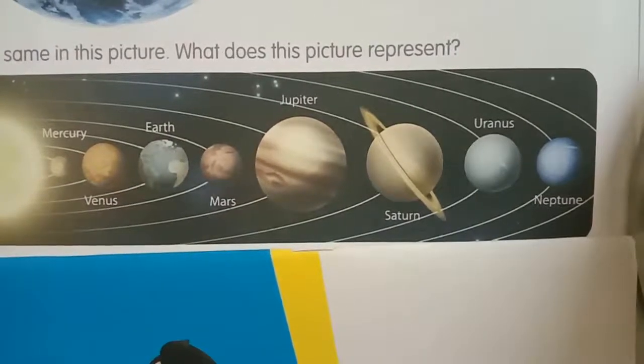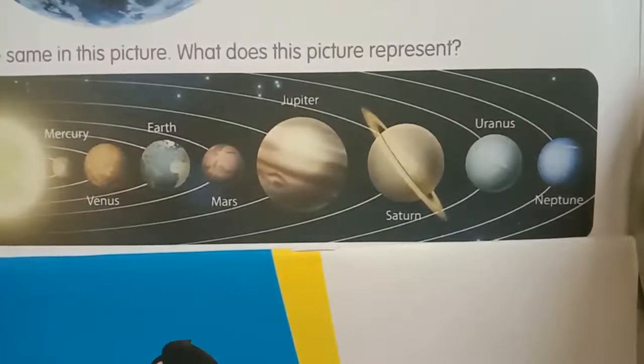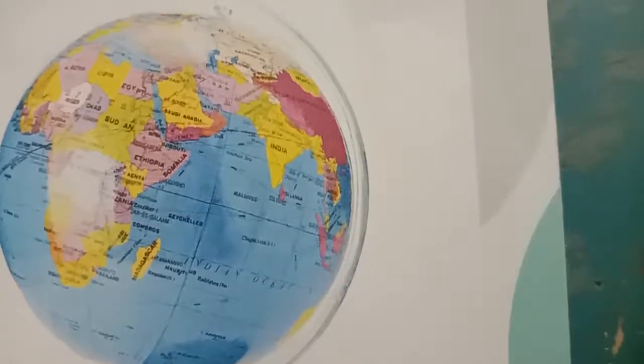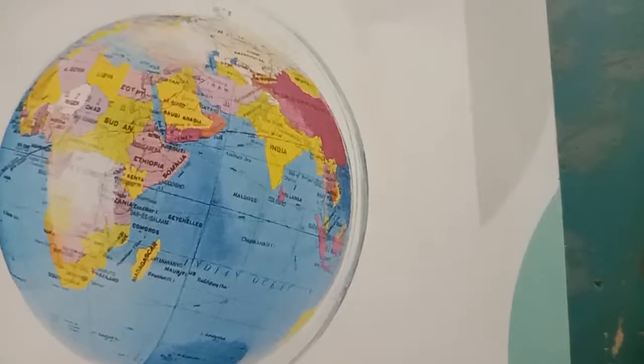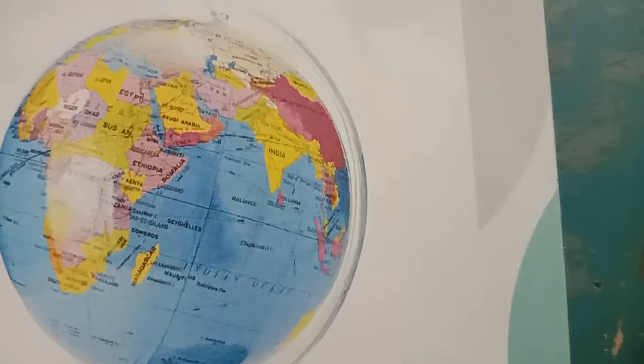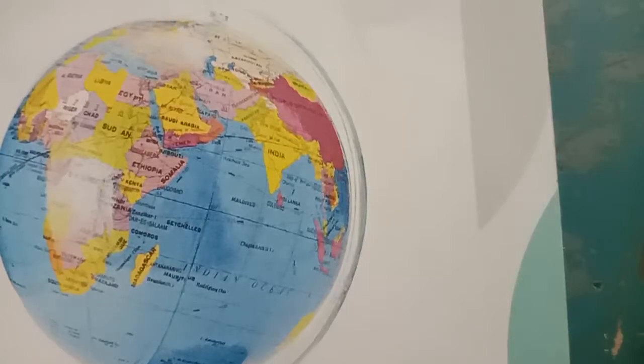Which planet is our home? The planet on which we live is called the Earth. What do you see here? Here we see a globe. What does this represent? A globe is a three-dimensional spherical model. Here it represents the Earth.